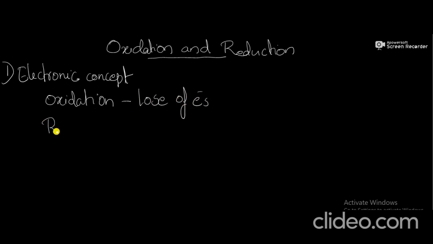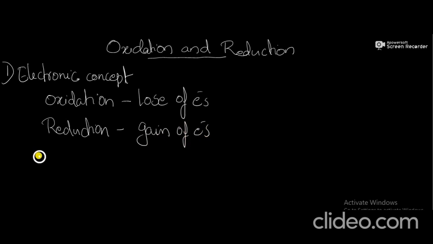Then what do you mean by reduction? According to the electronic concept, reduction is a process in which an atom, molecule or ion gains one or more electrons. Simply, gain of electrons is called reduction.